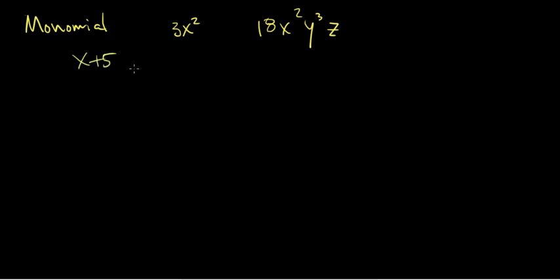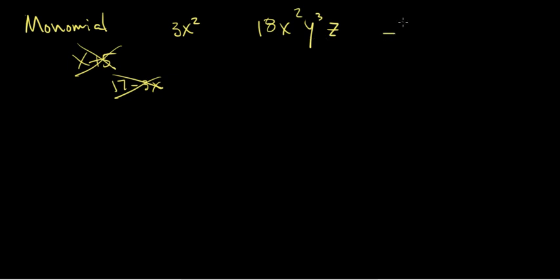x plus 5, not a monomial. Why is that? Because you got a plus in the middle. 17 minus 3x, not a monomial. You got a minus in the middle. So if you're separating by a plus or minus sign, you don't have a monomial. It doesn't matter how many numbers or variables are in the monomial. If it doesn't have any plus or minus signs, it's a monomial.